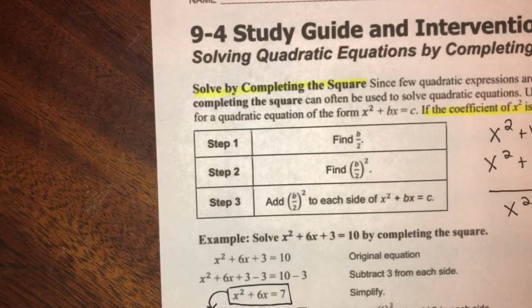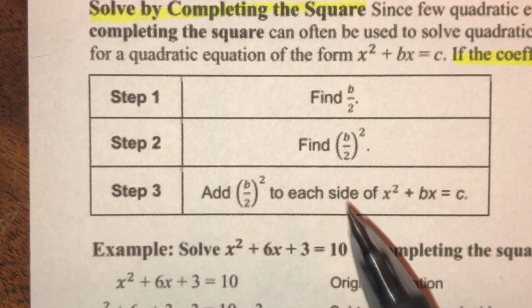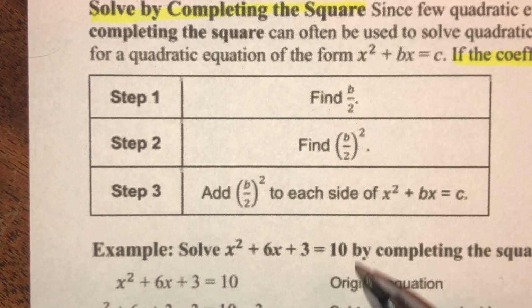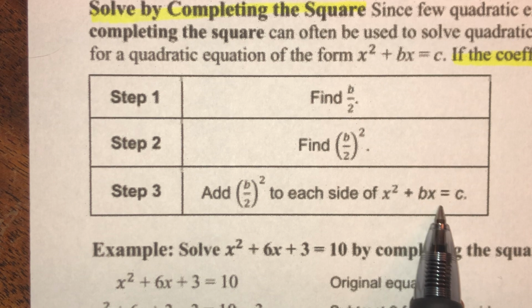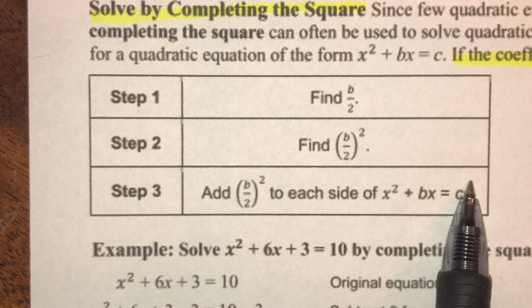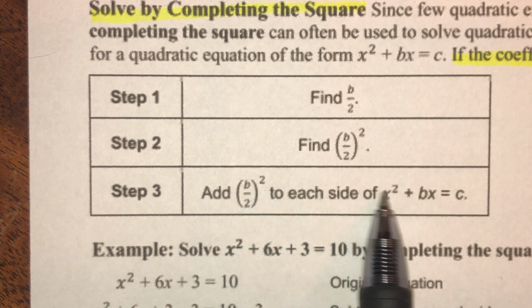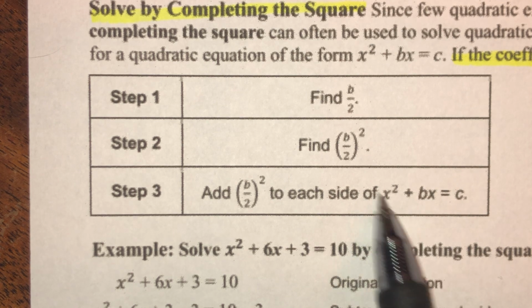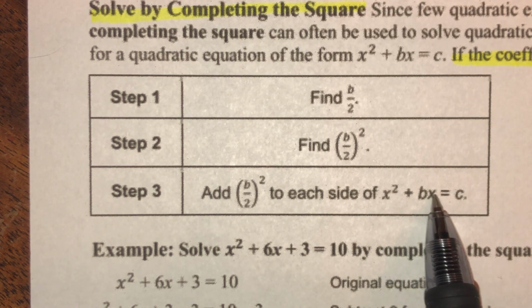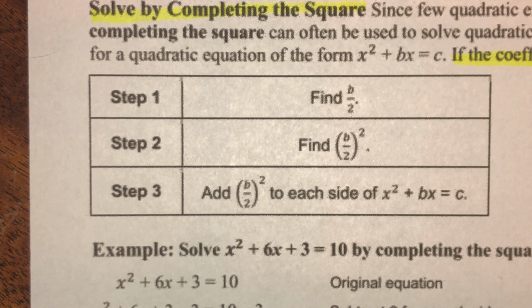Okay, so here are the steps to solving. Here, we'll zoom in a little. Step 1 is to find b divided by 2 and then square it. That's step 2. And then add it to each side of your equation once you've moved c over. Because remember, if we're adding b divided by 2 squared here, and now we have an equal sign, whatever I do to this side, I have to do the same thing over here. So if I add this over here, I have to add it on the other side as well to keep them equal, all right?